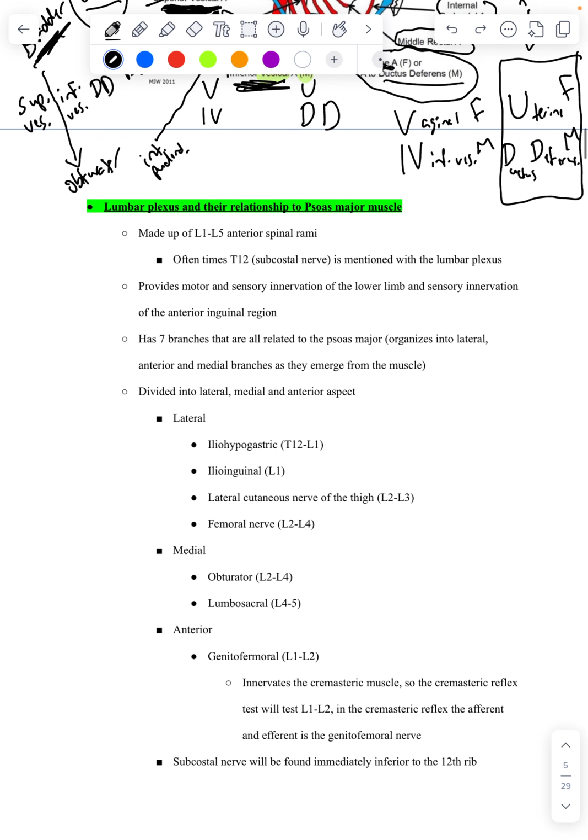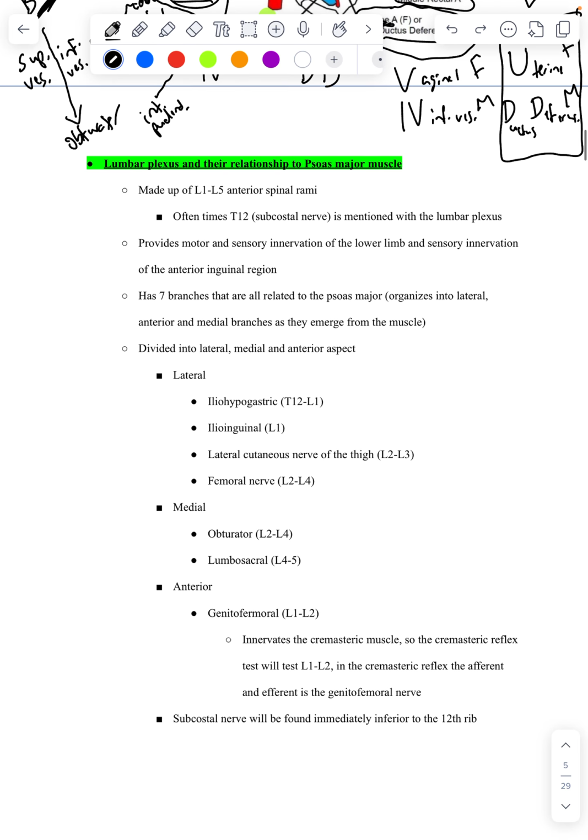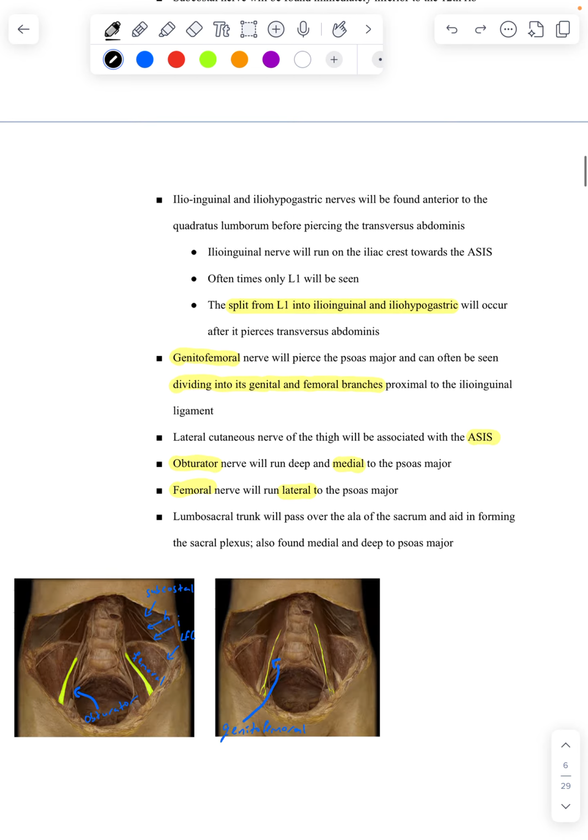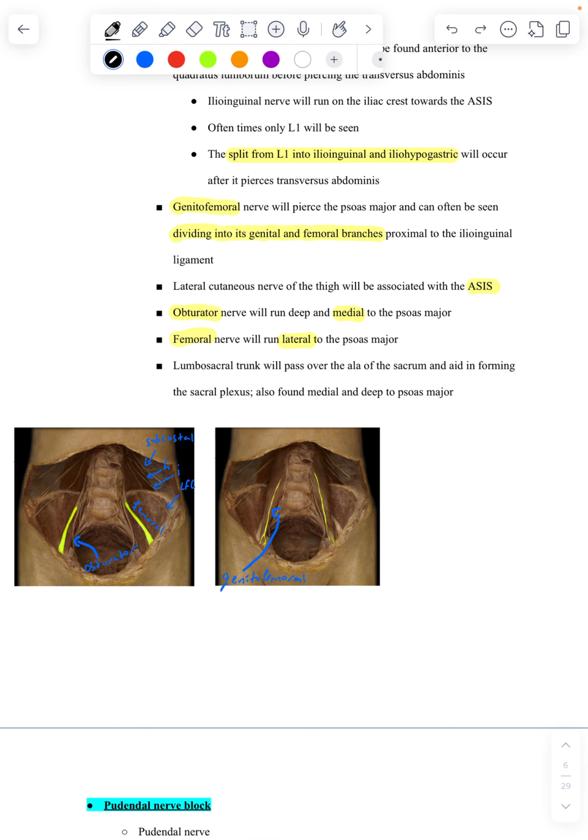Okay. Now, lumbar plexus and the relationship to psoas major. All right, we're going to make this super easy. This big muscle right here is your psoas major. If you think of the way the muscle is angled, it separates your genitals from your external or femoral side, because eventually you're going to go down to your femur, which is your big thigh bone, and it's going to go down to your lower extremity.